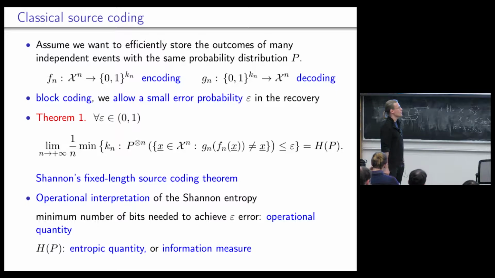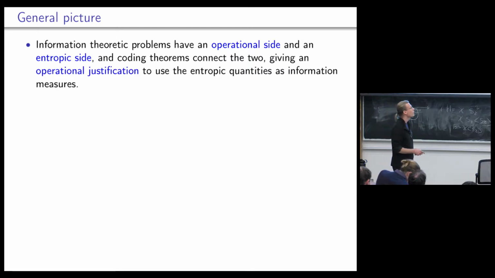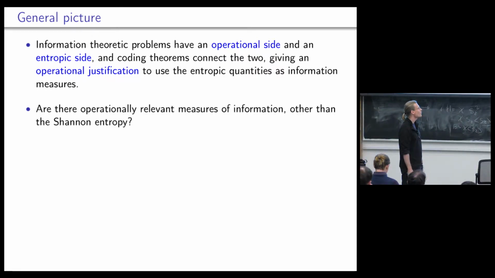And many other problems that we study in the rest of the talk are going to be of this nature. The general picture is that information theoretic problems have an operational side and an entropic side. Okay. And coding theorems connect the two, just as we have seen in Shannon's source coding theorem. And in this way, they give an operational justification to use these entropy quantities as information measures. Okay. So this is the general picture that we will keep in mind in the rest of the talk.